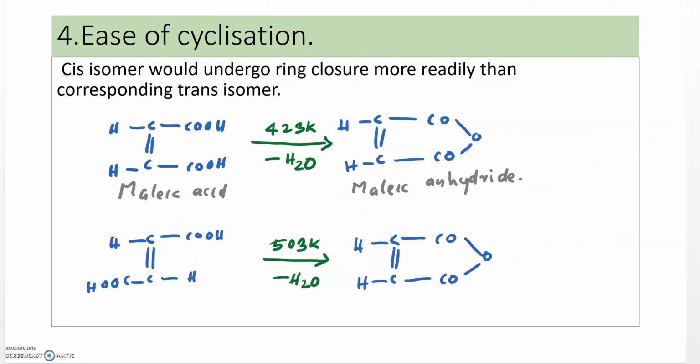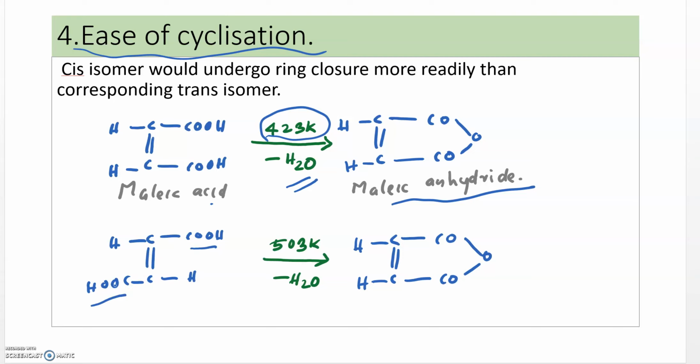Okay, and the fourth property is ease of cyclisation. In the cis isomer, there is a higher chance of cyclizing or forming a ring. For example, maleic acid, when heated to about 423 Kelvin, loses a water molecule and cyclizes to form a cyclic ring called maleic anhydride. Whereas in the trans isomer, the COOH groups are on the opposite side, so it is very difficult to cyclize.